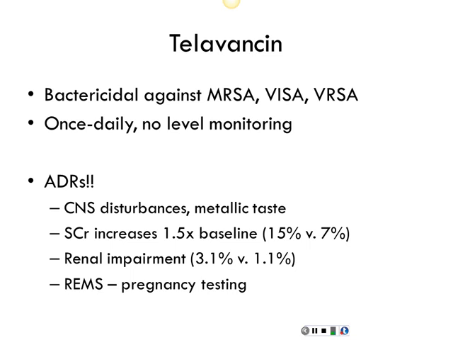It actually has worse renal function abnormalities, so when you compare it to vancomycin, it's actually twice as much in terms of nephrotoxicity. You see renal impairments about 3 times as much, and it's got a REMS for pregnancy, so anyone who could become pregnant, like 12 to 60, you have to do a pregnancy test on them before you give them the drug. So, I don't know. I just don't. Has anyone seen it used?